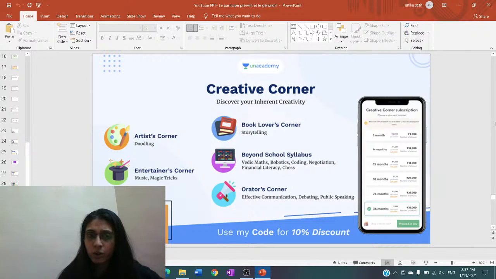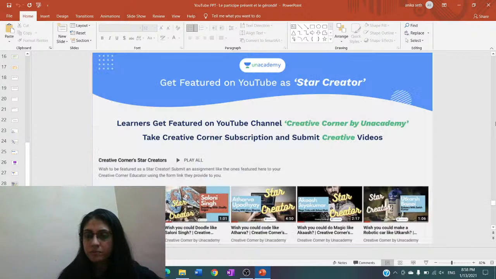Then there is a creative corner which has loads of interesting stuff to be creative. That is like doodling, storytelling, magic tricks, Vedic maths, robotics, coding, debating, public speaking. So a whole lot of interesting stuff is there in the creative corner. So you are also eligible to take the creative corner subscription with the plus courses.